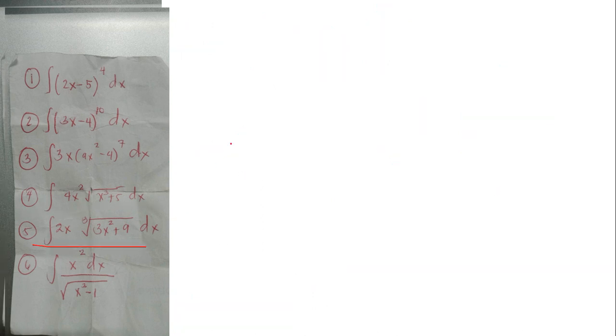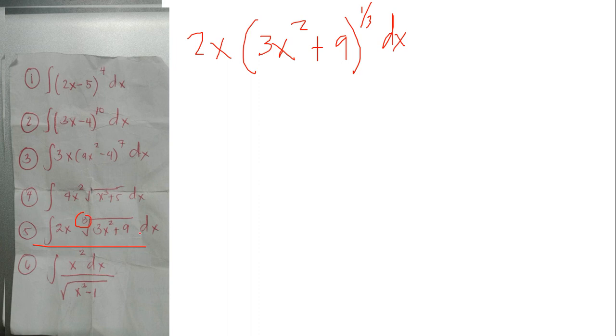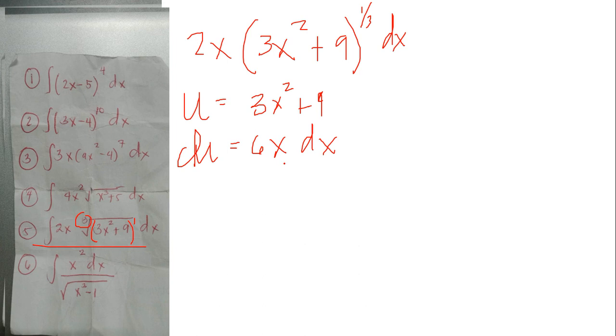Number 5 tayo. Number 5 is 2x times the cube root of 3x squared plus 9, dx. So, paano po naging 1/3? Kasi yung root niya, or index, is 3. Then, yung imaginary exponent is 1. So, kaya yung u natin dyan is 3x squared plus 9. Yung du natin is 6x dx all over 6.